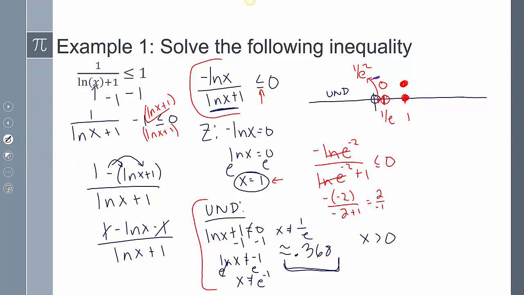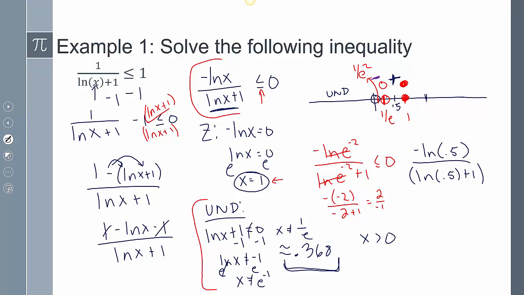Then plugging in a value here, I guess maybe looks like I can do 0.5. So if I do negative ln of 0.5 over ln of 0.5 plus 1, negative ln of 0.5 divided by, now make sure you put parentheses around this when you enter that into your calculator, ln of 0.5 plus 1, that's going to be positive. And so I can say that that interval there is going to be positive.